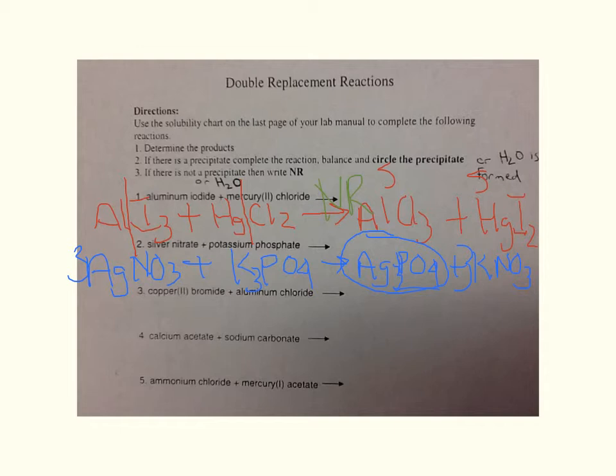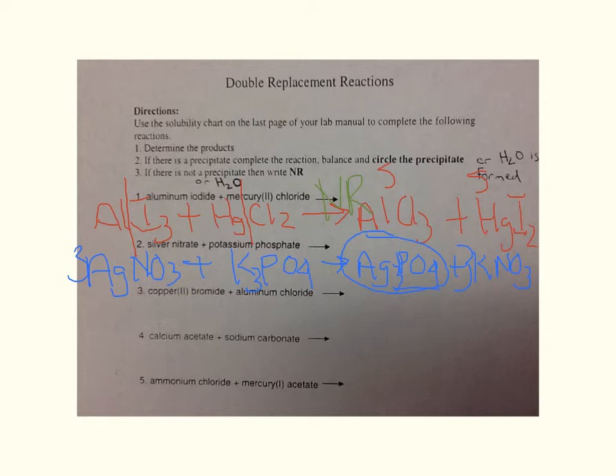3 Ags on the left, 3 Ags on the right. 3 NO3s on the left, 3 NO3s on the right. 3 Ks on the left, 3 Ks on the right. 1 PO4 on the left, 1 PO4 on the right. It is now balanced. All right, so let me refresh what we did.